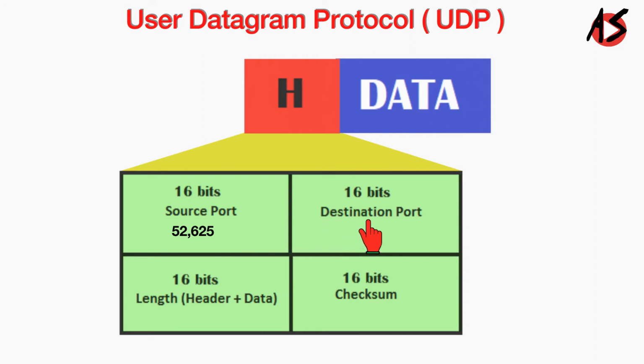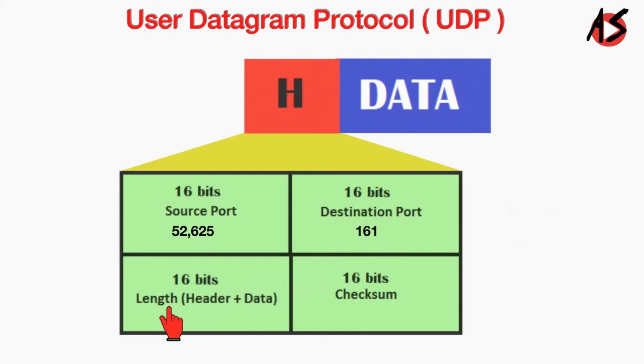Next, 16 bits are for the destination port number. This is the port number used by the process running on the destination host. If the destination host is the server, the port number in most cases is a well-known port number between 0 to 1023. So if you are using SNMP services, UDP takes the destination well-known port number 161.